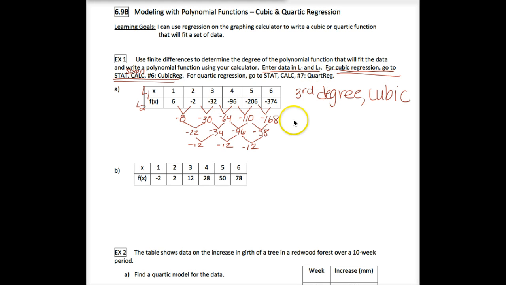And it says that A is negative 2, B is 1, C is 3, and D is 4. So that means we write Y equals A is negative 2, so negative 2x cubed, plus 1, so plus x squared, plus 3 is my C value, so 3x, and then D is 4. So negative 2x cubed plus x squared plus 3x plus 4 is our model.